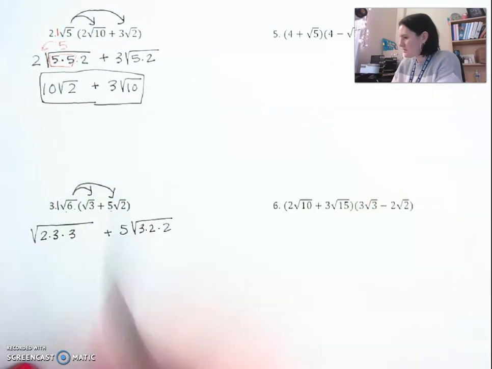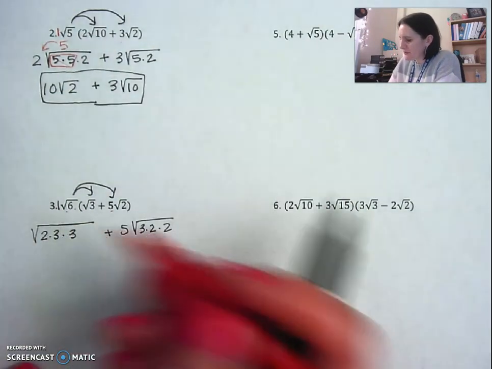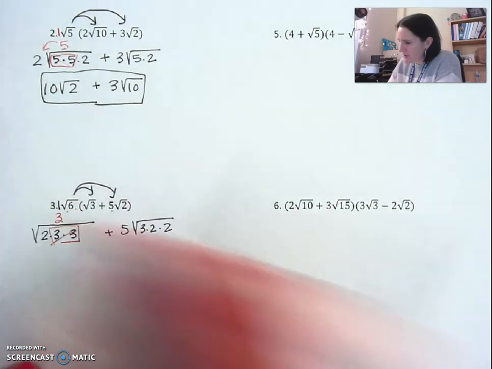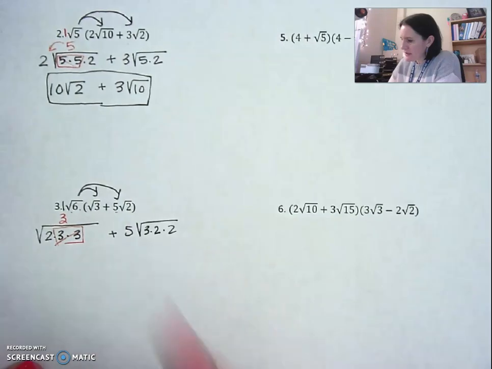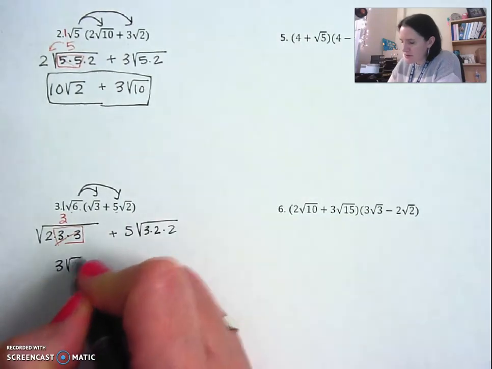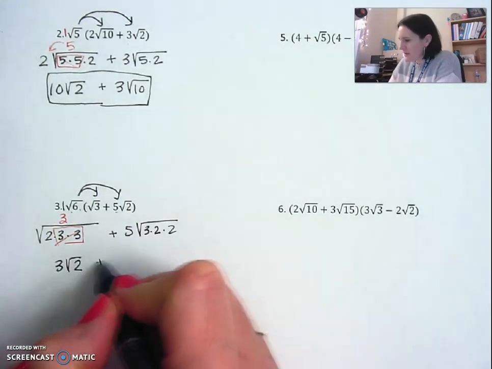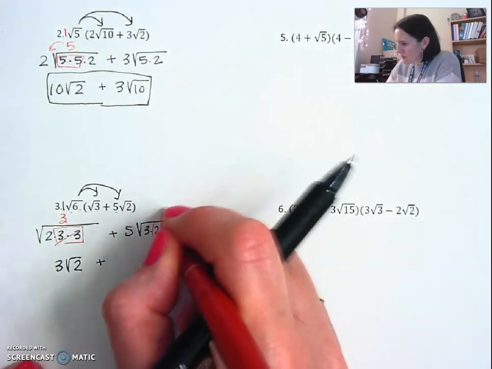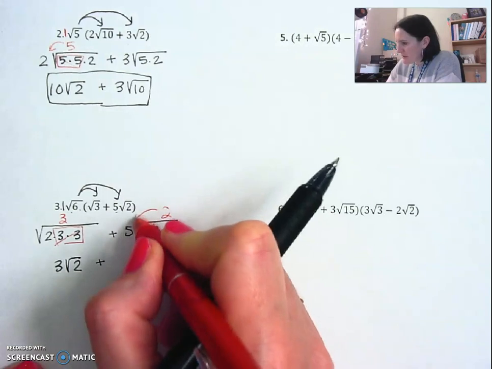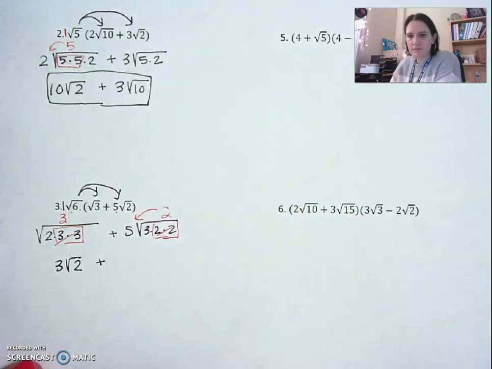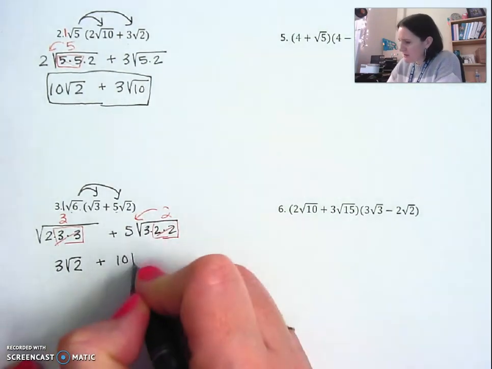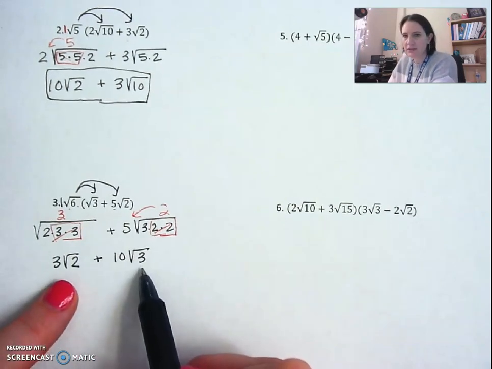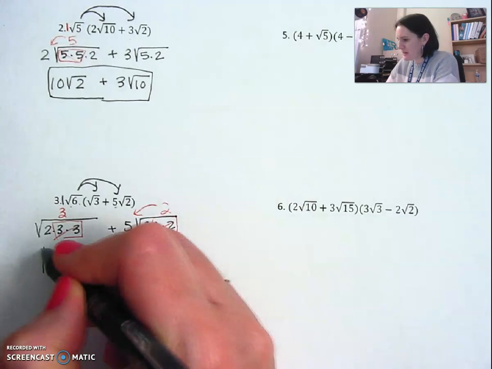So I'm looking for my pairs now. In the first radical, I have a pair of 3's that I'm going to pull out. So that leaves me 3 square roots of 2. And in the second radical, I have a pair of 2's. I'm going to pull out 1. That gets multiplied by the 5 in front. So that is 10 square roots of 3. And because the radicands don't match, I can't do any more math here. So I am done.